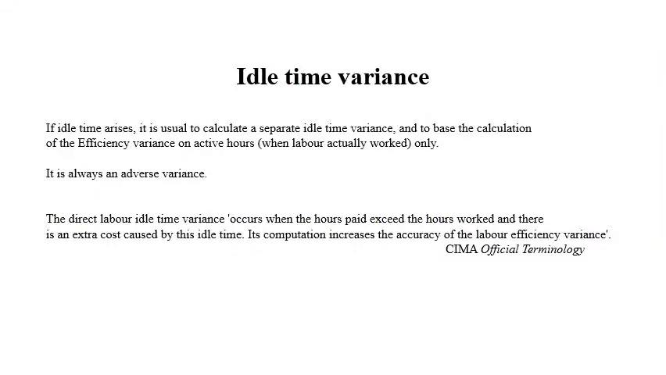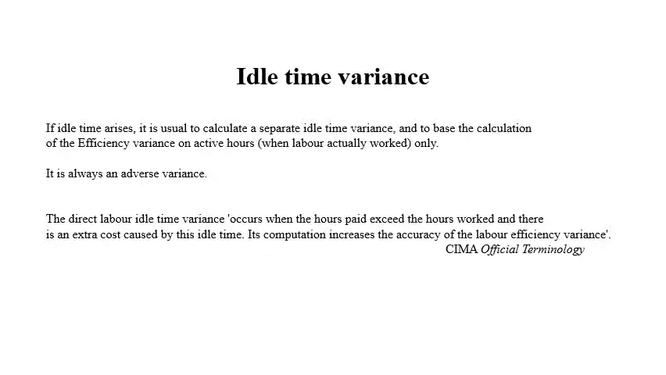Now, another component of the labor variance is idle time variance. What is an idle time variance? In fact, this is the time in which the labor does not work, because it may be an electricity breakdown, or your machines may not be working, so your labor is idle, which is not working. So if idle time arises, it is used to calculate a separate idle time variance and to base the calculation of efficiency variance on active hours when labor actually worked only.